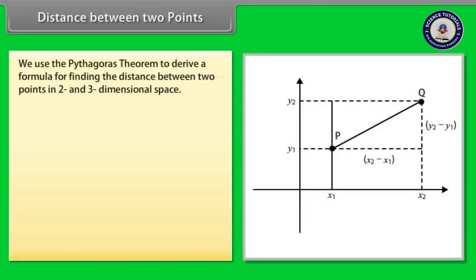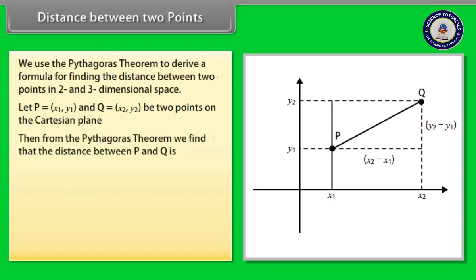Distance between two points. We use the Pythagoras theorem to derive a formula for finding the distance between two points in 2 and 3-dimensional space. Let P = (x1, y1) and Q = (x2, y2) be 2 points on the Cartesian plane as shown in the figure. Then from the Pythagoras theorem, we find that the distance between P and Q is PQ equal to the square root of (x2 minus x1) squared plus (y2 minus y1) squared.